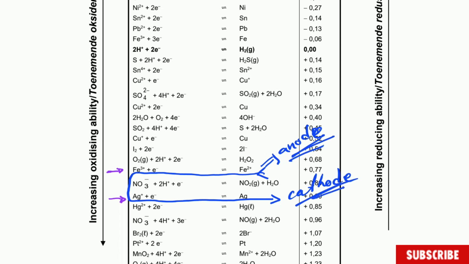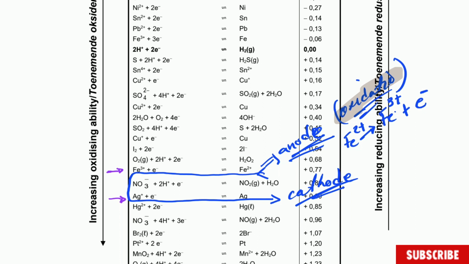For that specific reaction, the oxidation is at the anode. So the oxidation half reaction for this specific question will be the one of the iron, and the reduction half reaction will be the one of the cathode. How would we write those two half reactions? For the anode, which is oxidation, all we have to say is Fe2+ goes into Fe3+ plus 1 electron. This one is the oxidation half reaction.